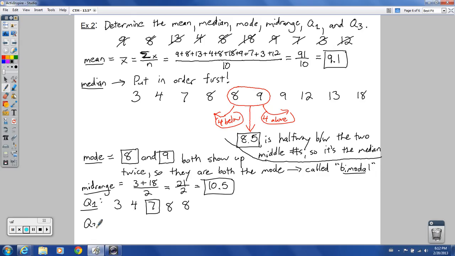Q3, do the same sort of thing, now just with the second half, the latter half of the data. 9, 9, 12, 13, and 18. Q3 is going to be 12.